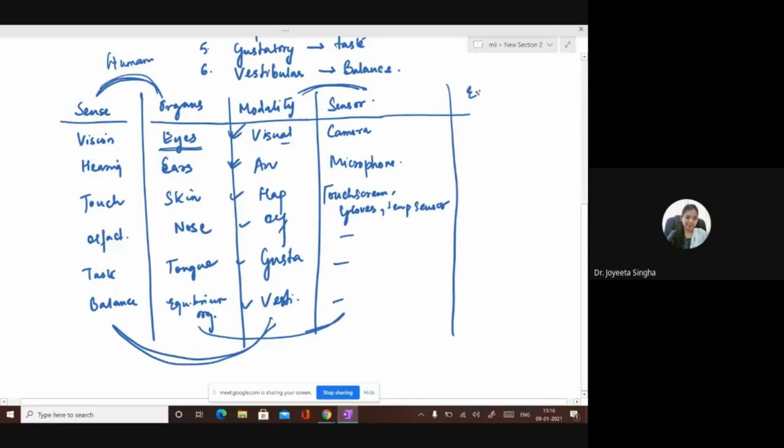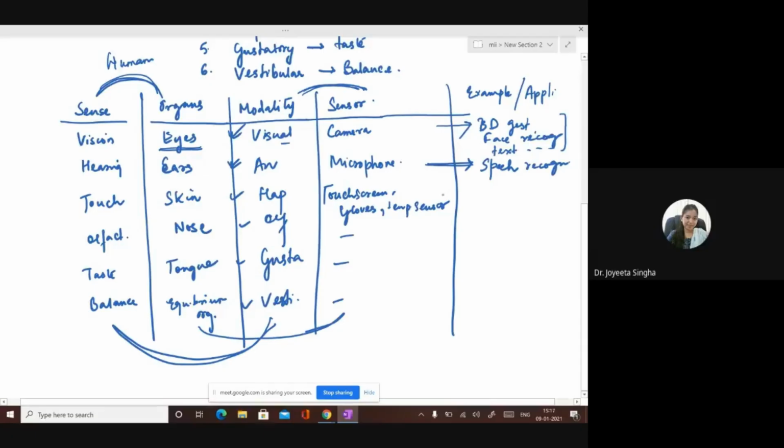Next, what are the example applications related to this particular modality? Can anyone tell me, for example, in case of visual, what are the applications? You have gesture, 3D gesture, face recognition, done using your camera. Everything comes here: gesture recognition, face recognition, text recognition, and so on. And using a microphone, you have speech recognition.